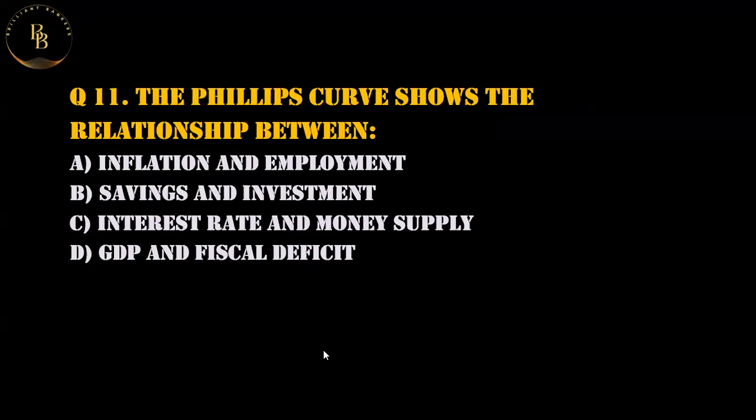Coming to question number 11, the Phillips curve shows the relationship between what? Inflation and employment, savings and investment, interest rate and money supply, or GDP and fiscal deficit. Which one of these is the answer? The Phillips curve shows the relation between inflation and employment. So the right answer will be option A. When unemployment falls, inflation tends to rise, though the link weakens in the long run.